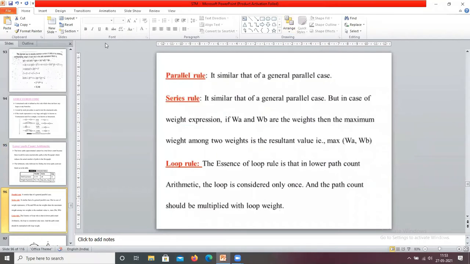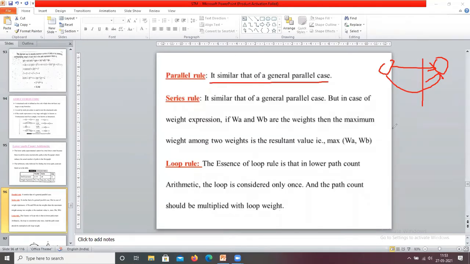I hope you all know the parallel rule. It is similar to that of a general parallel case. Parallel case is nothing but this: these are the two nodes, this is one link, this is another link. These are the parallels.